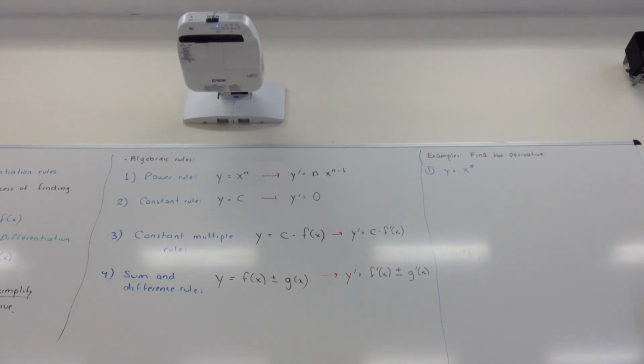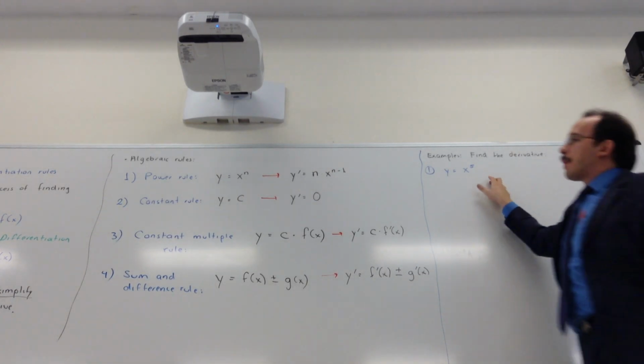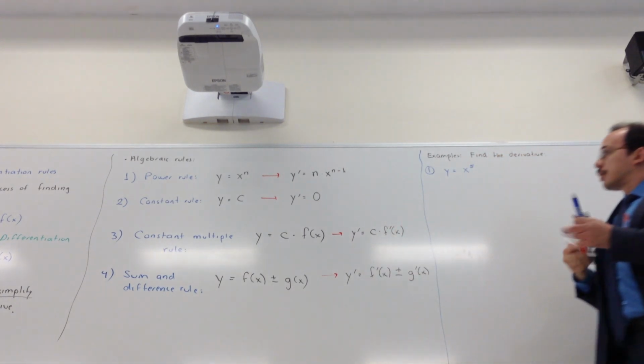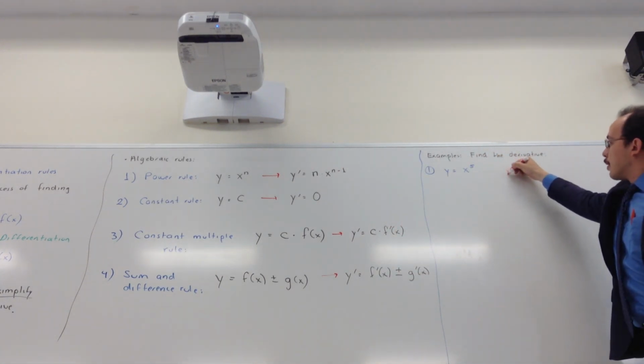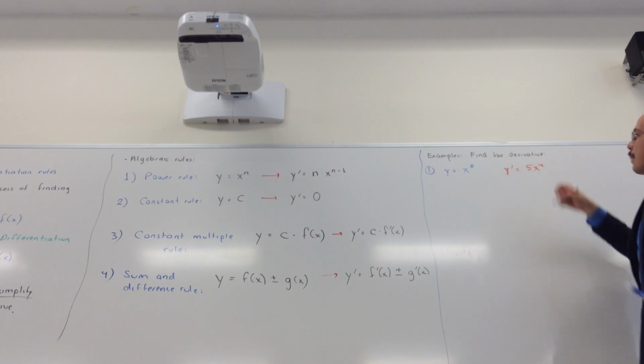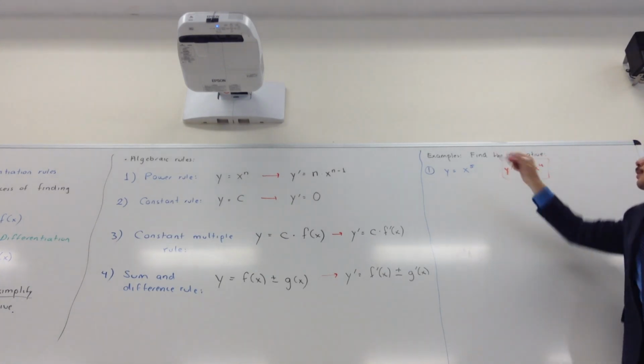In this case, for example, we had the first one. It says y equal to x to the fifth power. Instead of using the limit as h approaches 0, all of that, we're going to use the rule directly. This form, x to the fifth power, is this form. Now we need to apply the rule. The derivative is going to be 5x to the 4th power. And that's the answer.